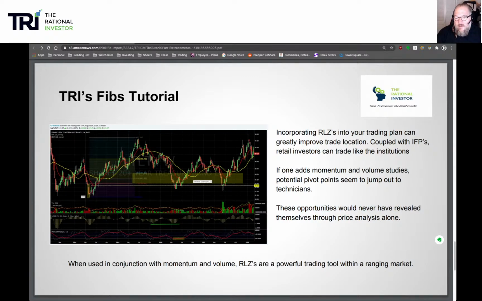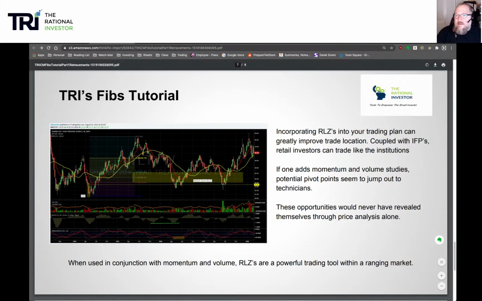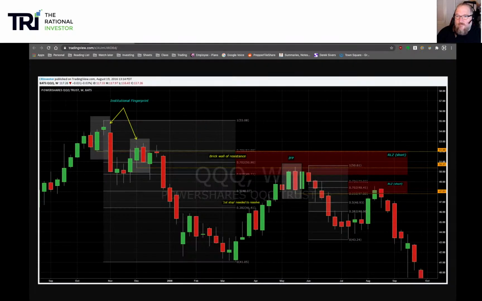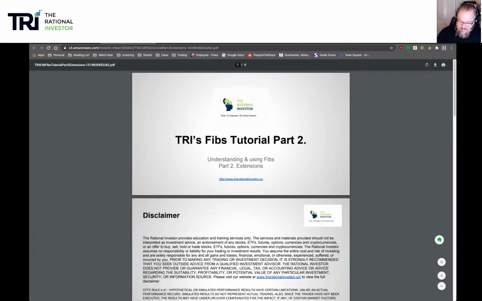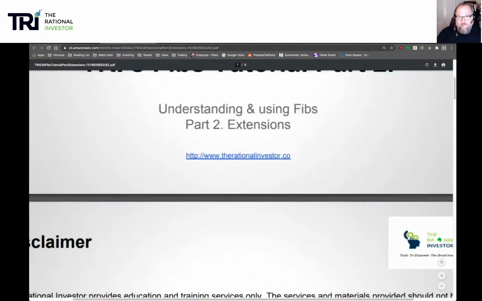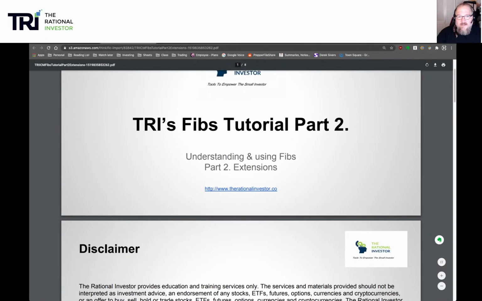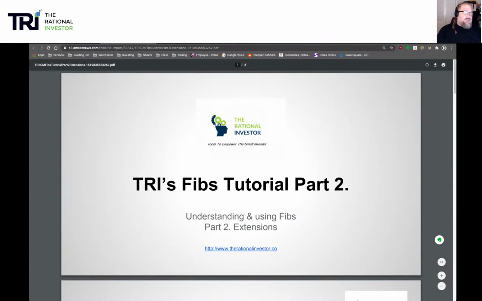And examples here, these opportunities wouldn't have revealed themselves with just price analysis, right? We really need to see the other elements in the study. All right, so that's retracements. Okay. Now, most of the time, like I said, you're going to be using retracements. It's not to say you can't incorporate extensions into your setups, but when we're talking about trade entries, what we're talking about are retracements, not extensions.